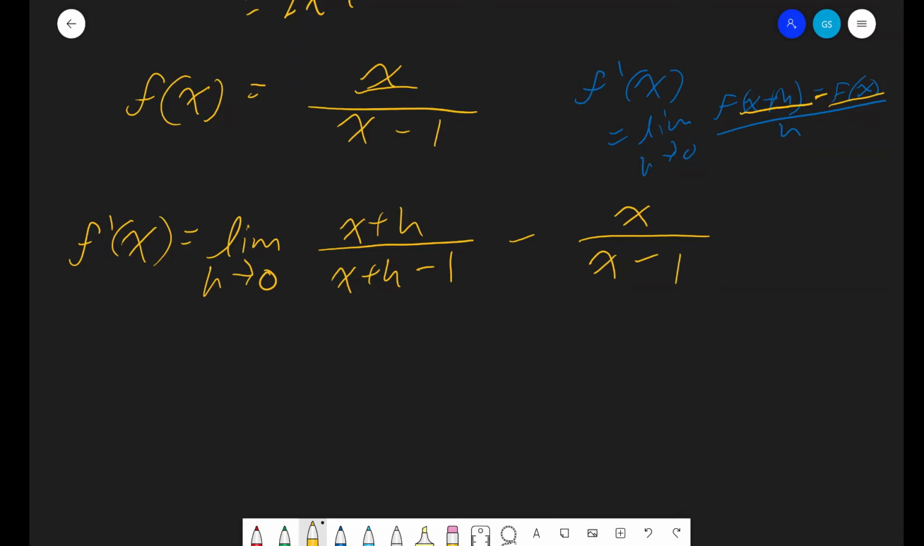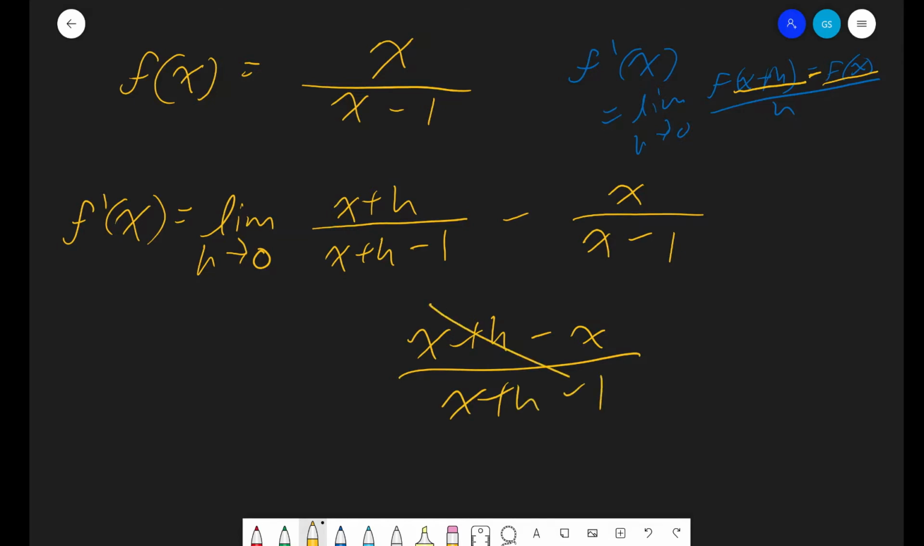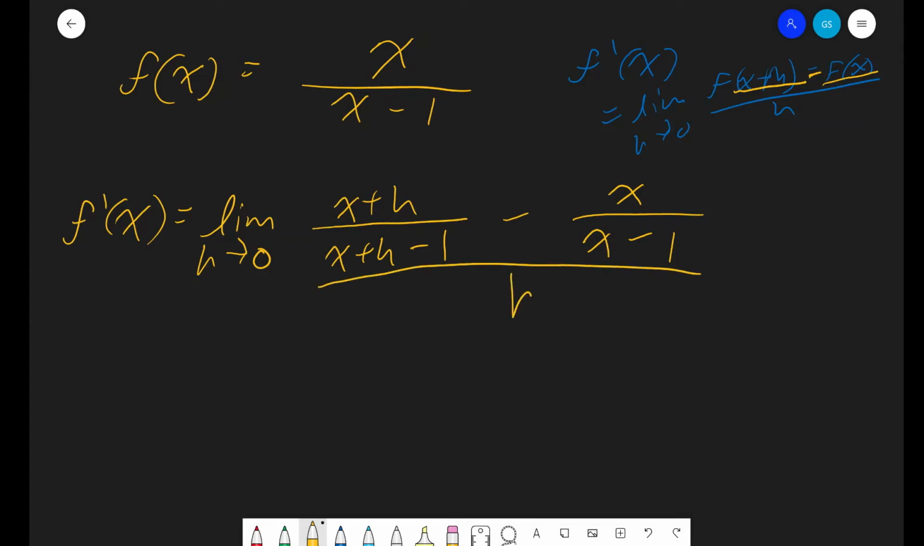This is really important to note. Notice how these are two separate fractions. They're not the same thing. You might be tempted to write this as x plus h minus x, and then the bottom is x plus h minus 1. That would be wrong. The reason is you're plugging in x plus h first, and then you're plugging in f of x after the subtraction. So they become two separate fractions, all over h.